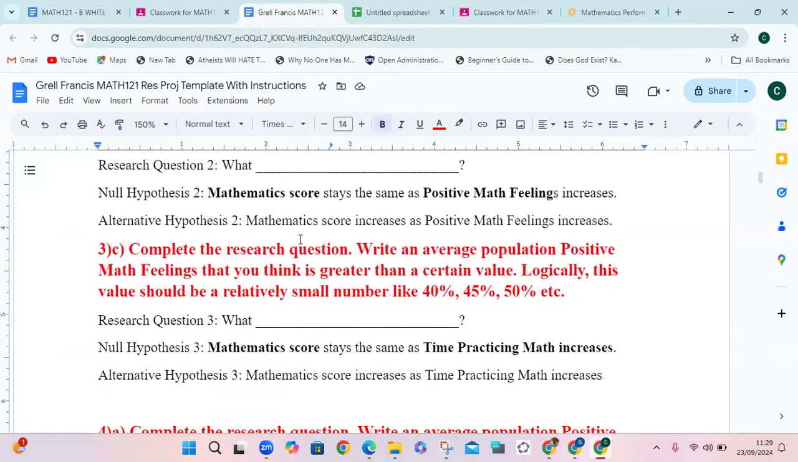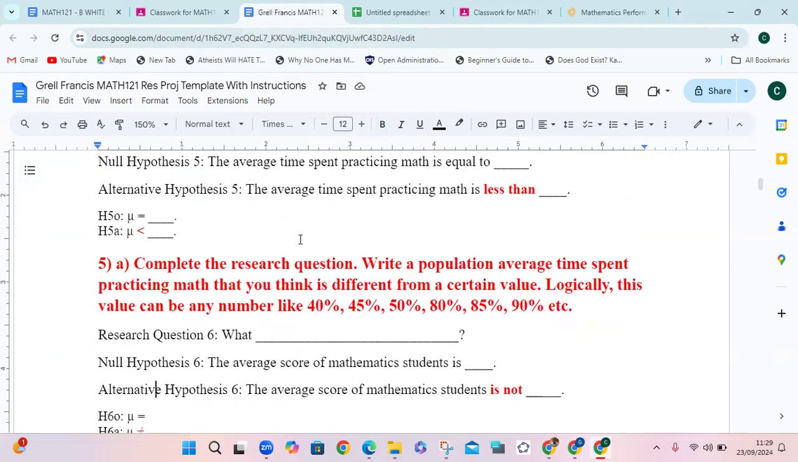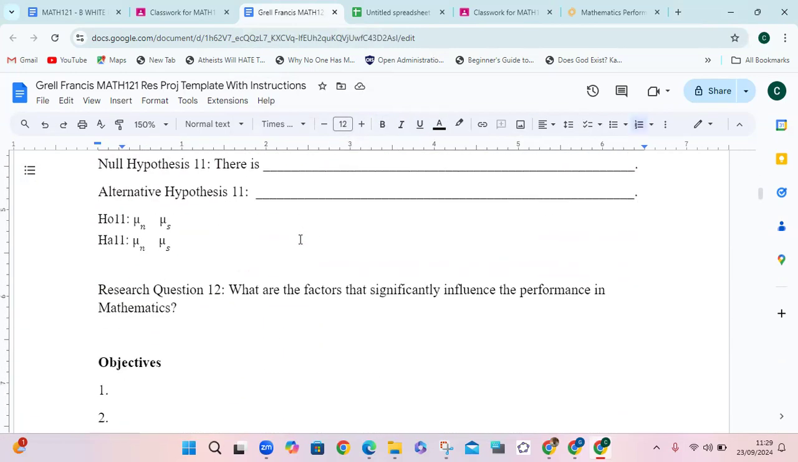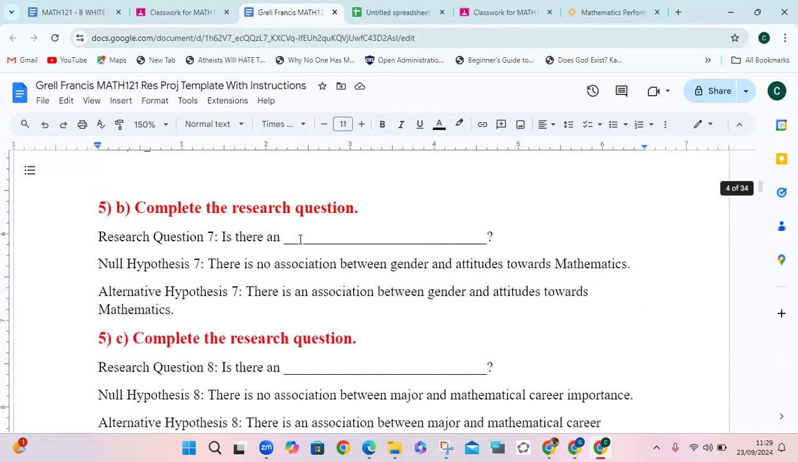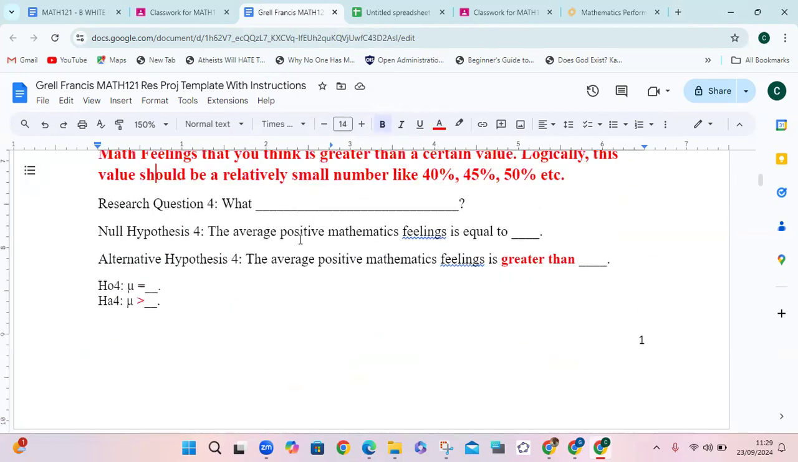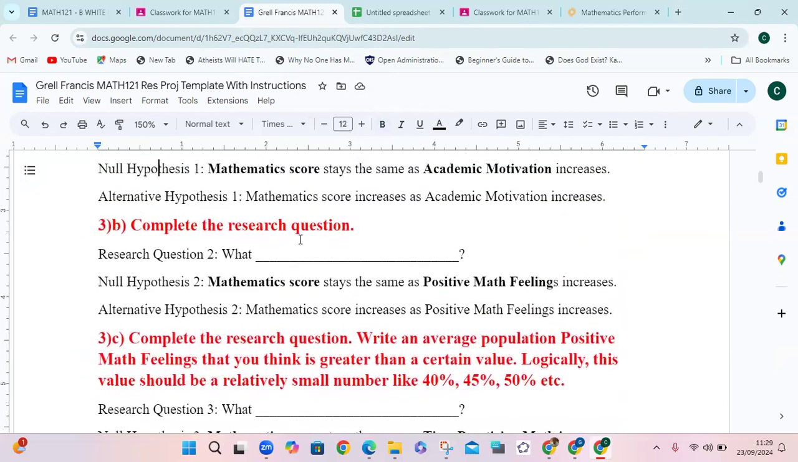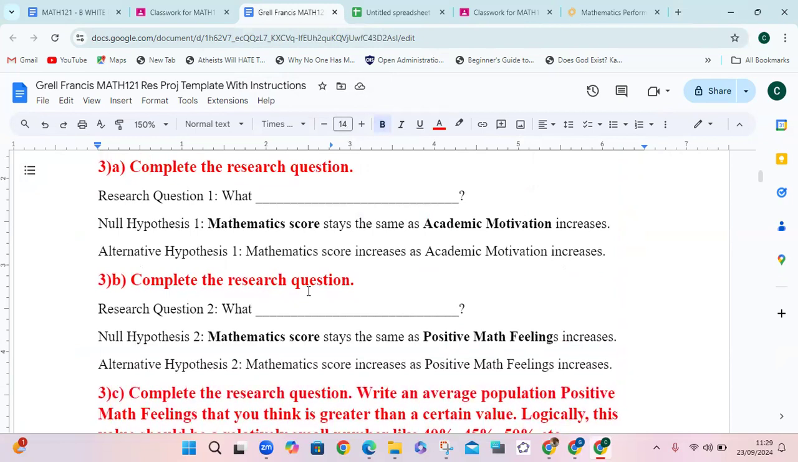Oh, by the way, let's take a look at how many research questions there are. There are 12 research questions. So as the semester goes along, we'll be talking about the others. Let's start with research question 1. It says to complete this research question. So you read the hypothesis to get an idea as to what the question was.